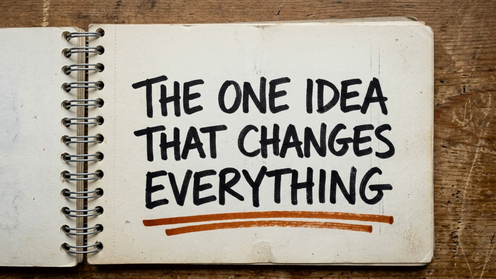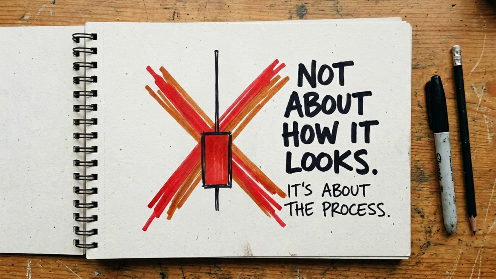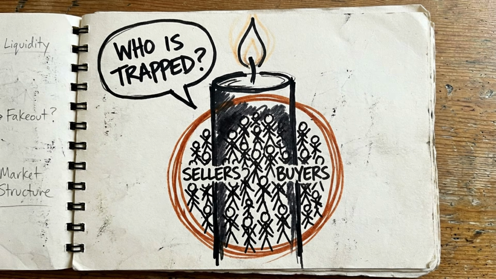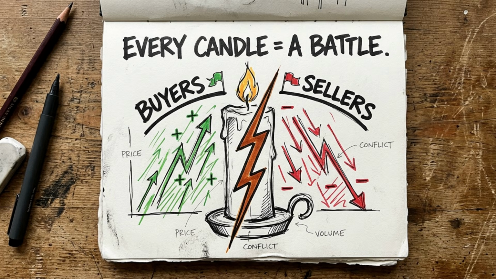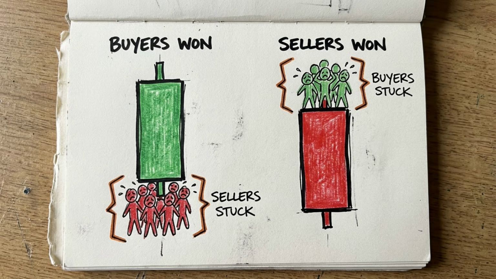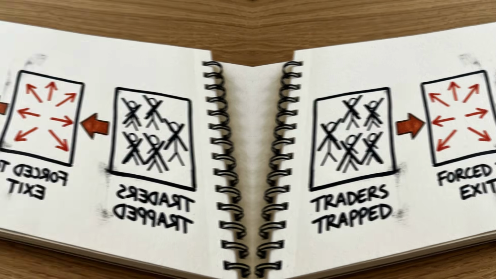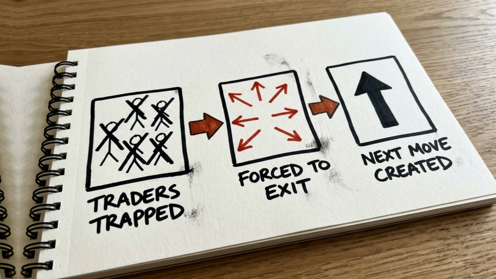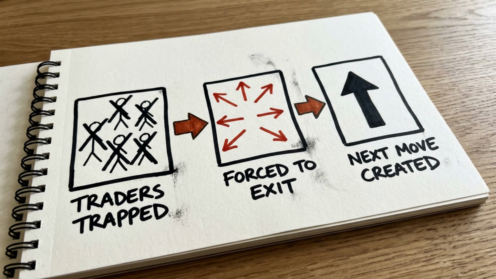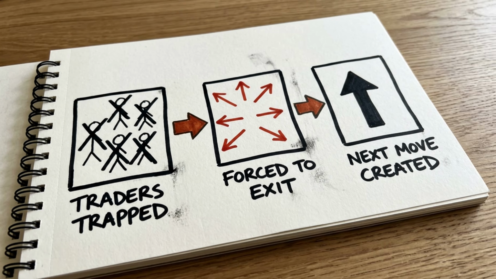Here's the one idea that changes everything. Price action is not about what the candle looks like, it's about what the candle is telling you about who is trapped. Every candle is a battle, buyers and sellers fighting for control within that time period. The result of that battle, the body, the wicks, the close, tells you exactly who won and who is now stuck on the wrong side. Trapped traders are forced to exit. Forced exits create the next move. When you read a candle through that lens, everything changes.